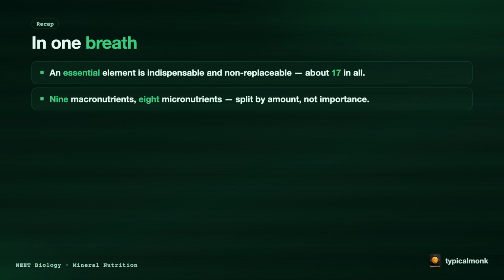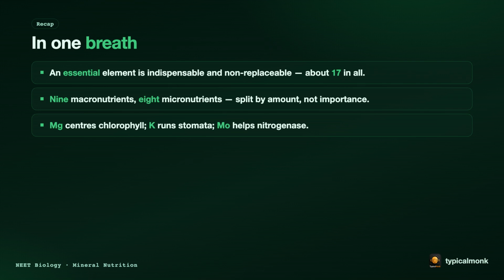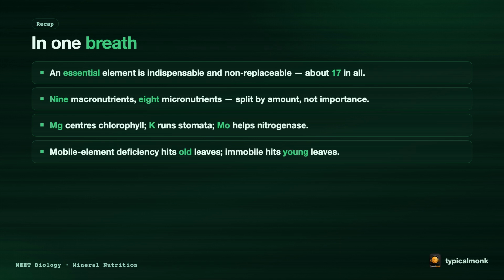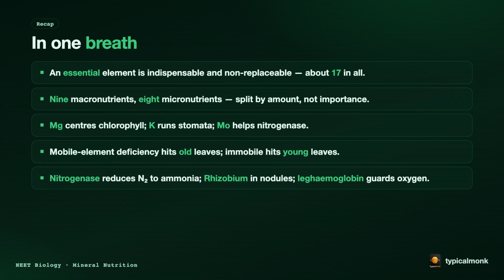Let us gather it all in one breath. An essential element is indispensable and non-replaceable. About 17 in all. 9 macronutrients, 8 micronutrients, split by amount, not by importance. Mg centers chlorophyll, K runs the stomata, Mo helps nitrogenase. A mobile element deficiency hits the old leaves, and an immobile one hits the young leaves. Nitrogenase reduces nitrogen to ammonia. Rhizobium sits in the nodules, and leg hemoglobin guards against oxygen.